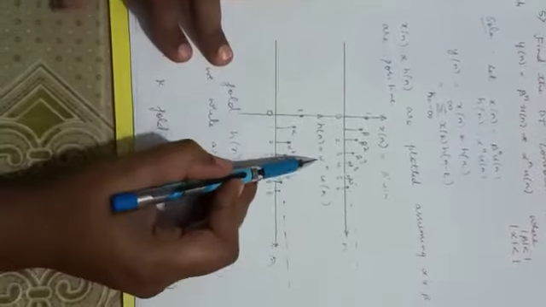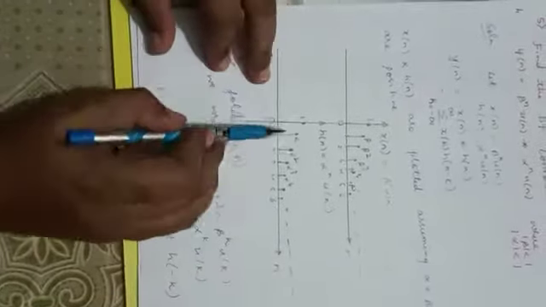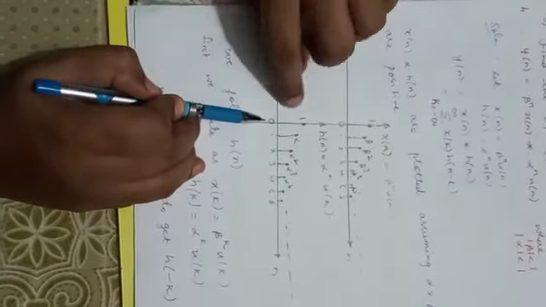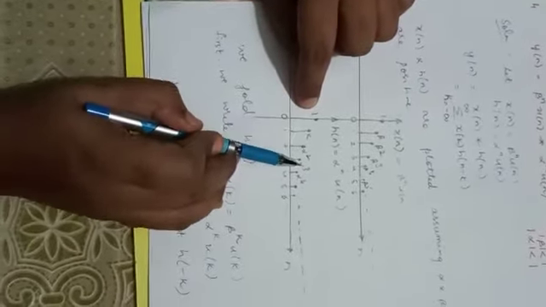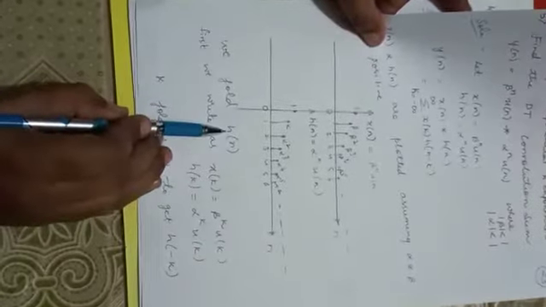Similarly for h of n, alpha to the power of n u of n, where u of n exists from 0 to plus infinity. So when you multiply the amplitudes, for n equals 0, alpha to the power of 0 is 1, then alpha square, alpha cube, alpha to the power of 4, alpha to the power of 5, 6 and so on. Since we have considered the second signal as h of n, now I have to fold h of n.